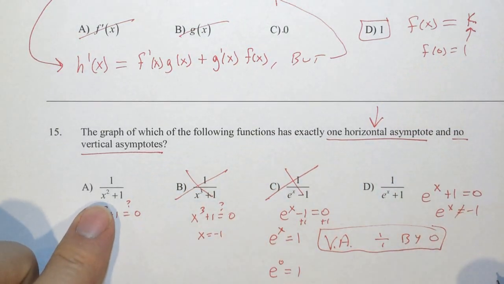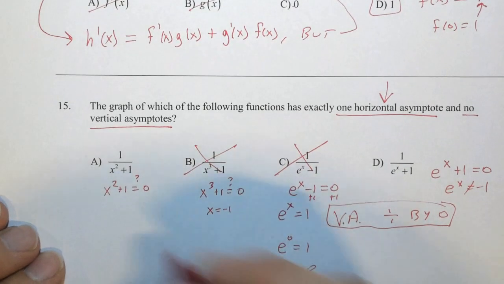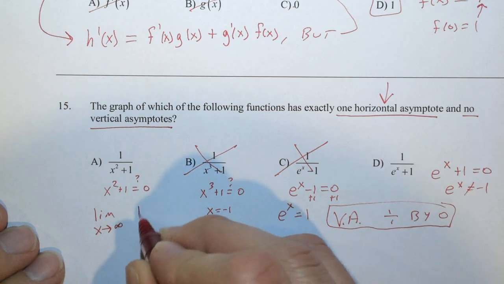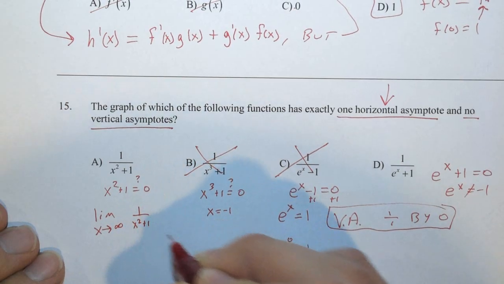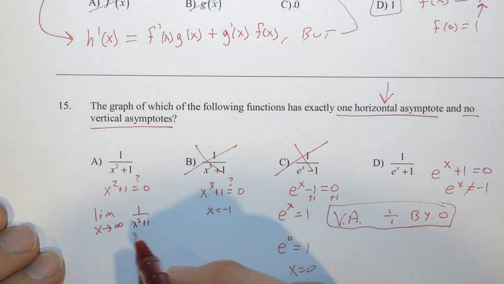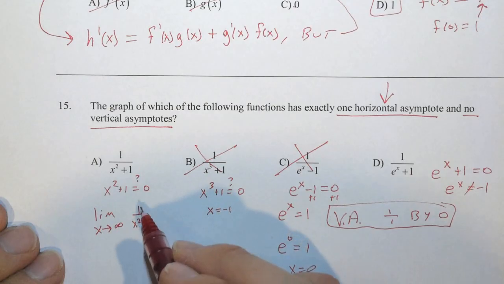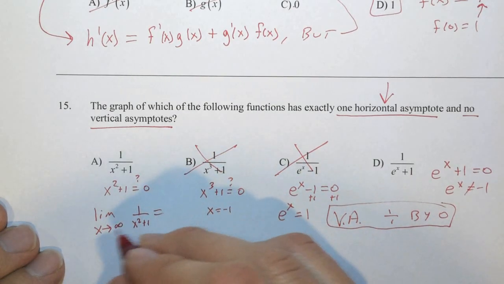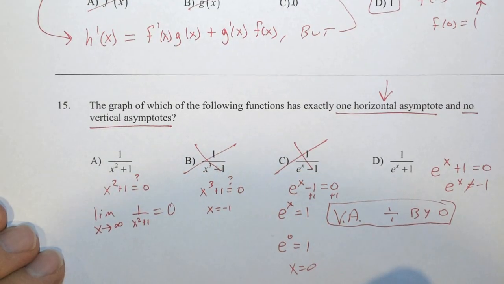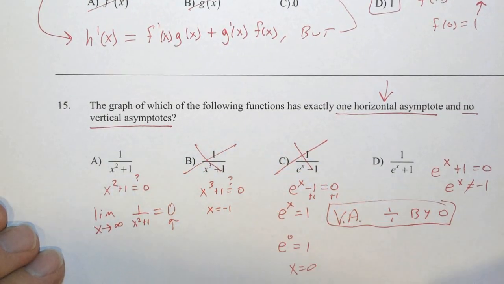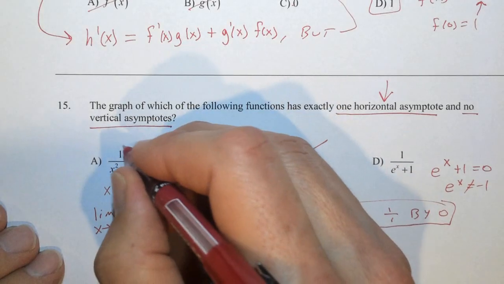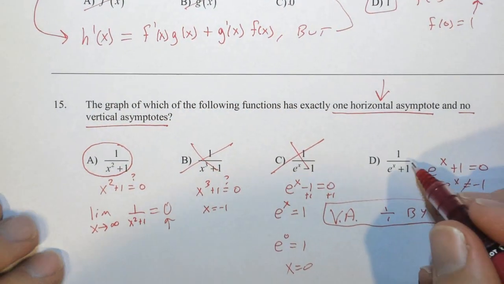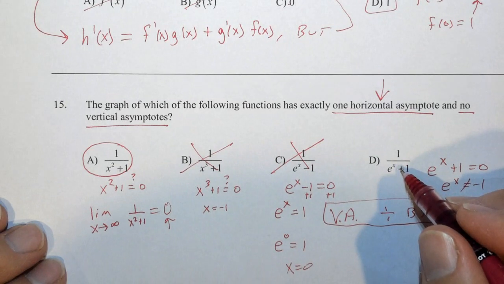Well, let's go back to A. How do we get a horizontal asymptote? We take the limit as x approaches infinity. Remember what happens when the degree of the denominator is larger than the degree of the numerator? Yeah, that limit as x approaches infinity is equal to 0. There it is. One horizontal asymptote. Our answer is A.